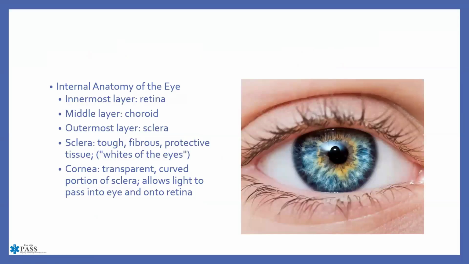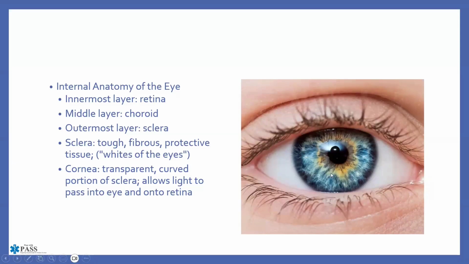All right, the innermost layer is the retina, the middle layer is called the choroid, and the outermost layer is called the sclera. The sclera is going to be that tough, fibrous, protective area. This is what is known as the whites of the eyes. So when you're looking at this, the whitest portion here is going to be the sclera. And then the cornea is transparent, and it's a curved portion of the sclera and allows light to pass into the eye and onto the retina.